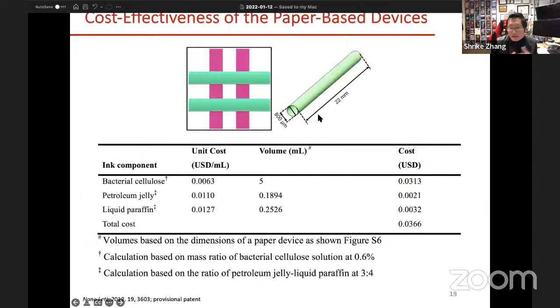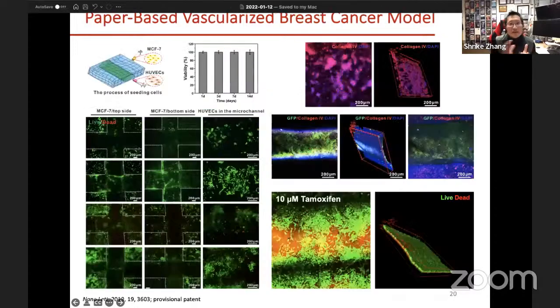So then again, the rationale to begin the project was really the cost effectiveness, right? If you look at the cost of these devices, it's pretty cheap, right? Each device is only costing less than 4 cents, which is very, very cost effective as we were expecting. And it's not only cost effective, but also in the dry state, as I mentioned, you can basically store these devices for as long as you want on the shelves until when you want to use them.